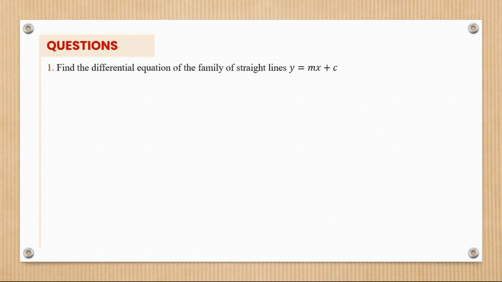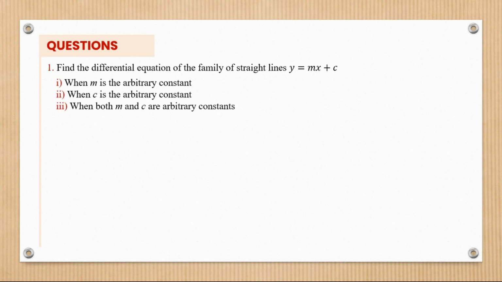So question 1. We're told to find the differential equation of the family of straight lines y is equal to mx plus c. Part 1, when m is the arbitrary constant; part 2, when c is the arbitrary constant; and part 3, when both m and c are arbitrary constants. So in part 1, we have to find a way of eliminating m from that equation.